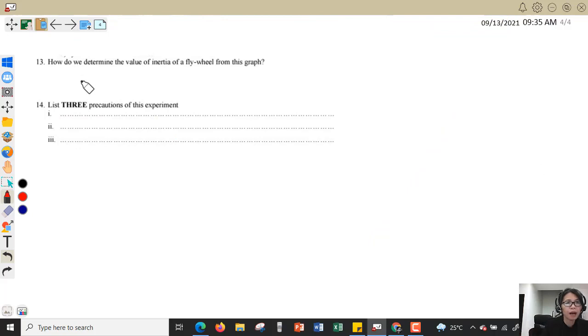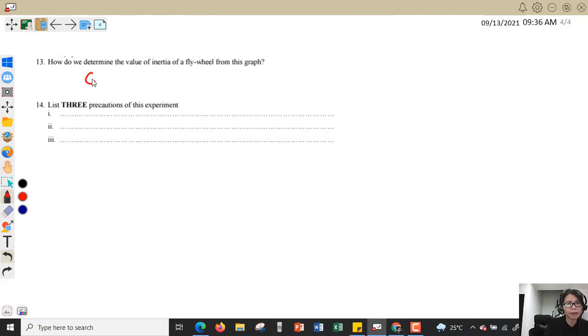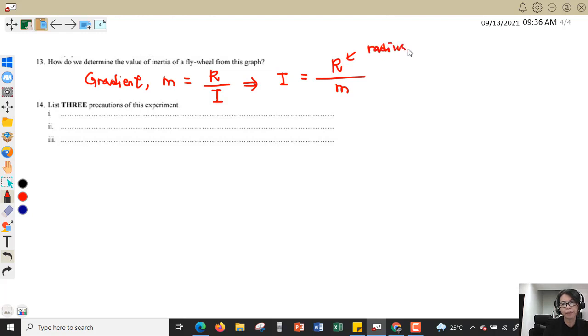Next question, question 13. How do we determine the value of inertia of a flywheel from the graph? If we do the comparison, we find out that our gradient is r over I. So we can relate the moment of inertia with the gradient. We can determine the gradient of the graph by drawing a triangle. Our gradient m is the radius of the axle divided by the moment of inertia. Rearranging the equation, the moment of inertia will be the radius of the axle over the gradient of the graph, where r represents the radius of the axle and m represents the gradient of the graph.